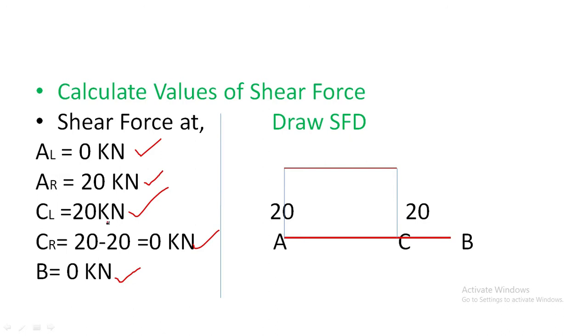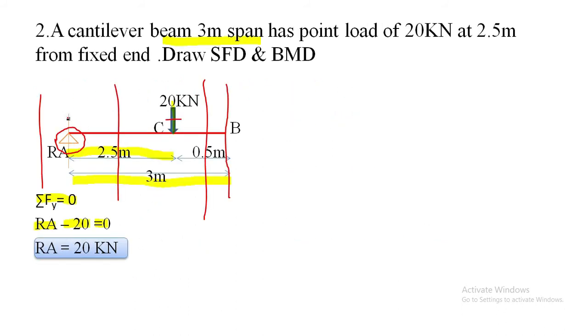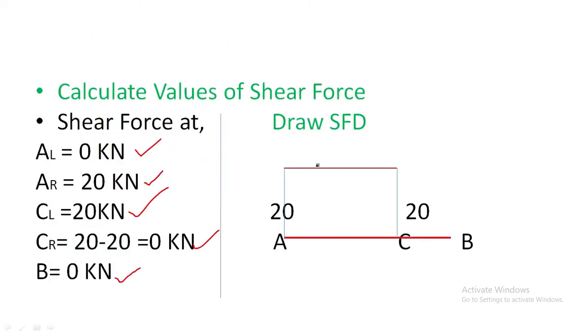C of left is also 20 kilonewton, which means this is a vertical line on the C, 20 kilonewton, and B's value is 0. Now in between A and C there is no force present, so it should be joined with a horizontal line. So this is a horizontal line, and this is the shear force diagram.